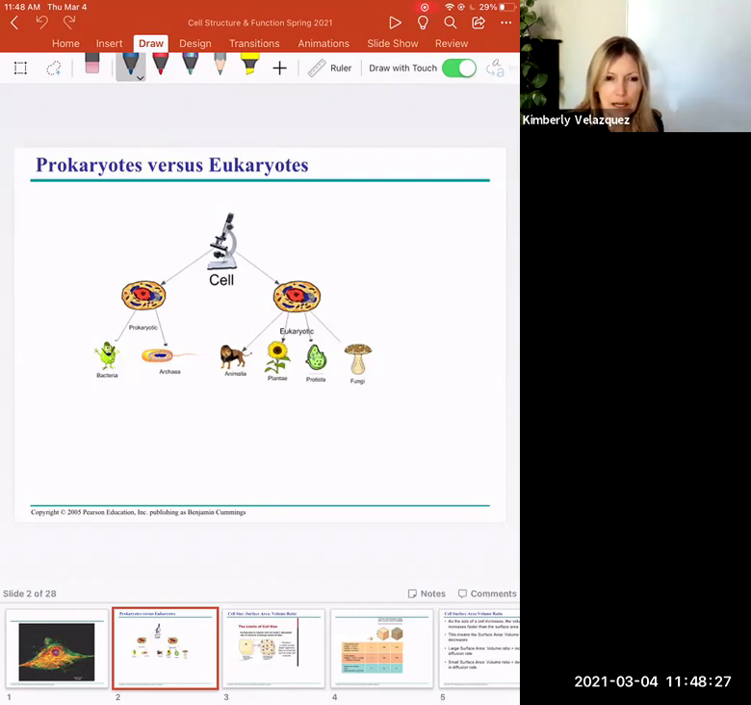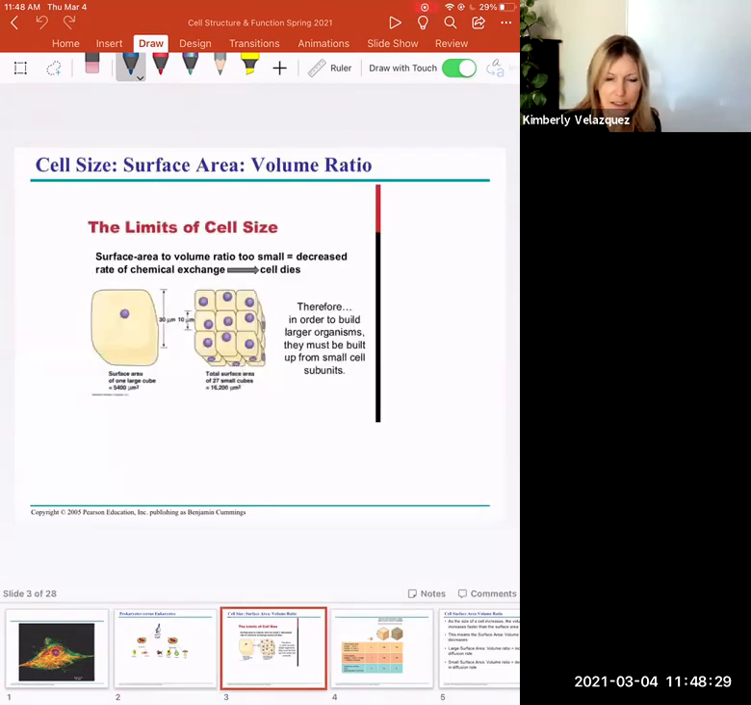A really important concept to understand is that cell size is limited. When organisms were first evolving, they were all single-celled. The first organisms on Earth were single-celled. Single-celled organisms can only get a certain size. They can't get huge. And the reason for that is this concept of surface area to volume ratio.